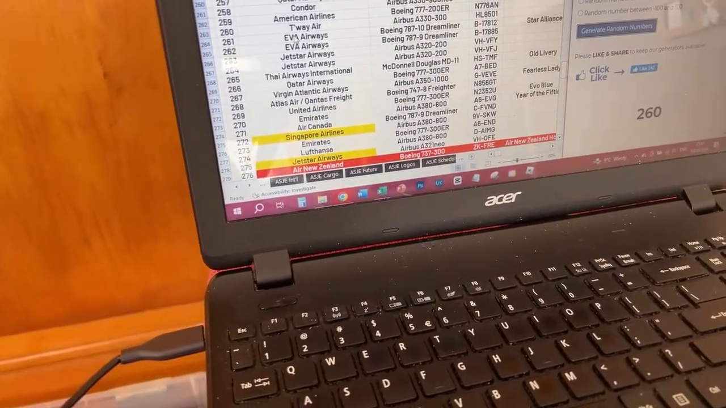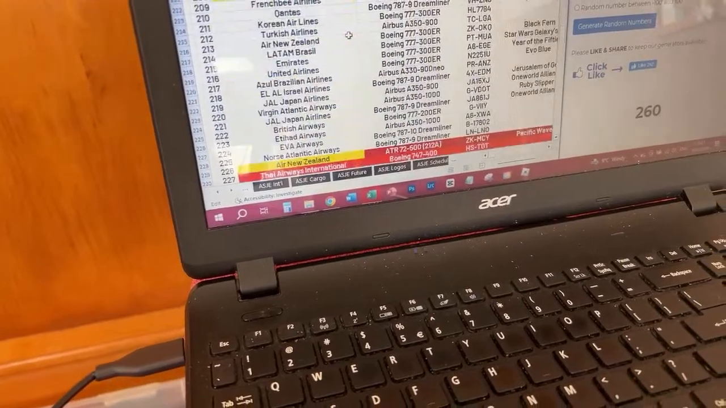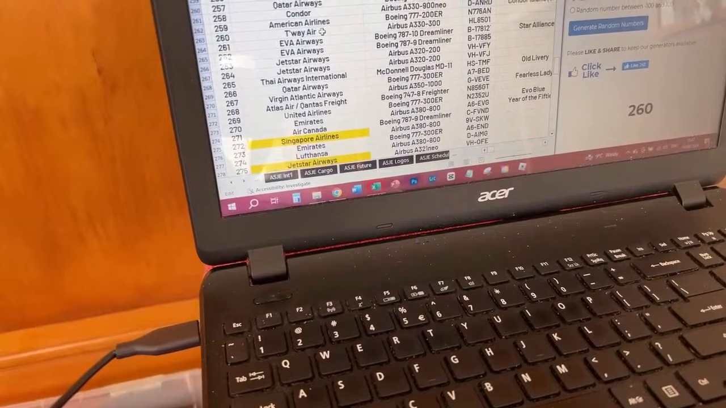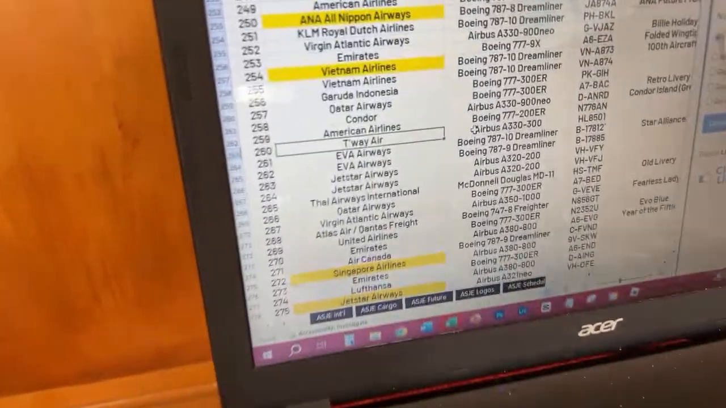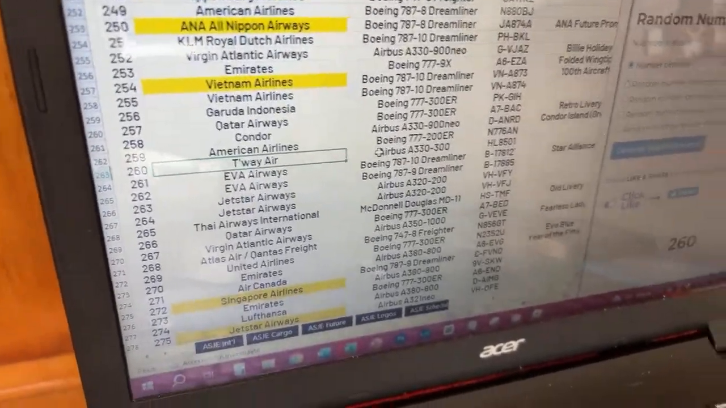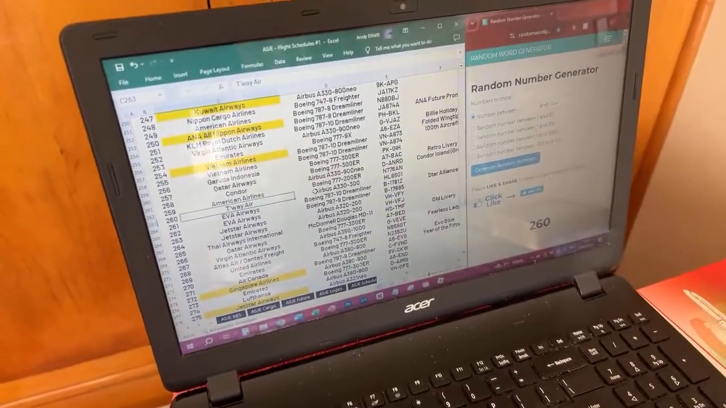Rightio, this would have been one that I would have liked to get out. 260, this one right here, T-Way Air, the South Korean airline. That would have been a nice one to pick out for a wide body stand.